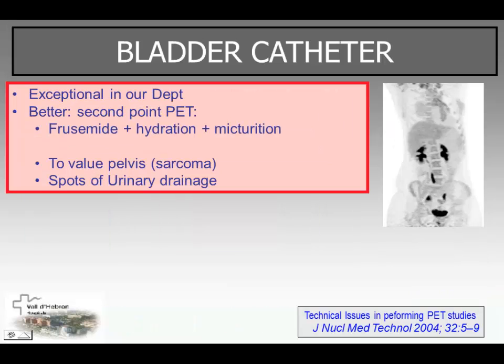And what about the bladder catheter? In some departments, they use it routinely. It's exceptional in our department. We prefer to perform, if necessary, a second point PET with furosemide administration, hydration, and micturition. When do you perform that? In case that we have to evaluate very adequately the region of the pelvis, for example in case of a soft tissue sarcoma, or when we have doubtful cases of spots of the urinary drainage.